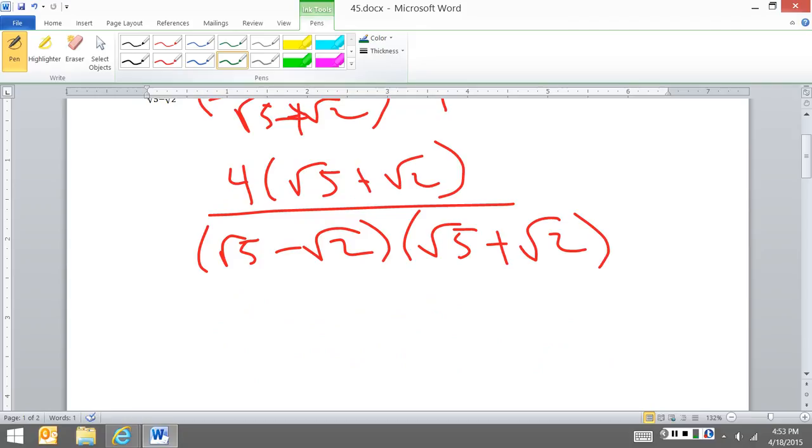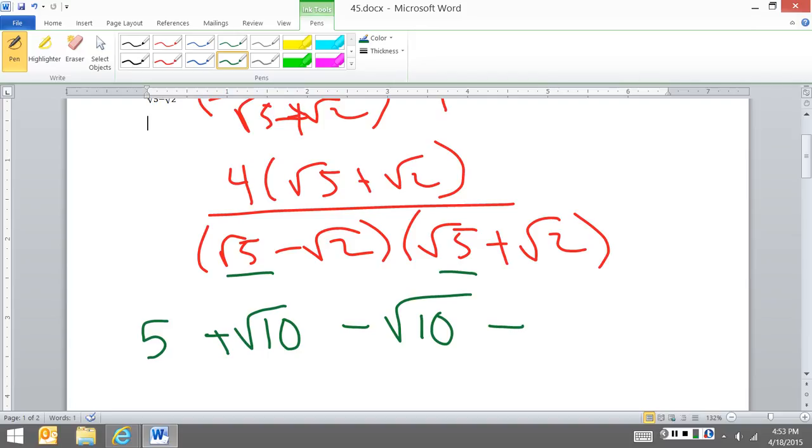so I always FOIL it out completely. So first, I get the square root of 5 times the square root of 5, which is the square root of 25, or 5. Then outer, so plus the square root of 5 times the square root of 2, which is the square root of 10, minus the square root of 2 times the square root of 5, so it's the square root of 10 again. Finally, minus the square root of 2 times the square root of 2, which is the square root of 4, or 2. So then these two middle terms cancel out, which was our point. We're left with 5 minus 2, or 3. So this bottom equals 3.